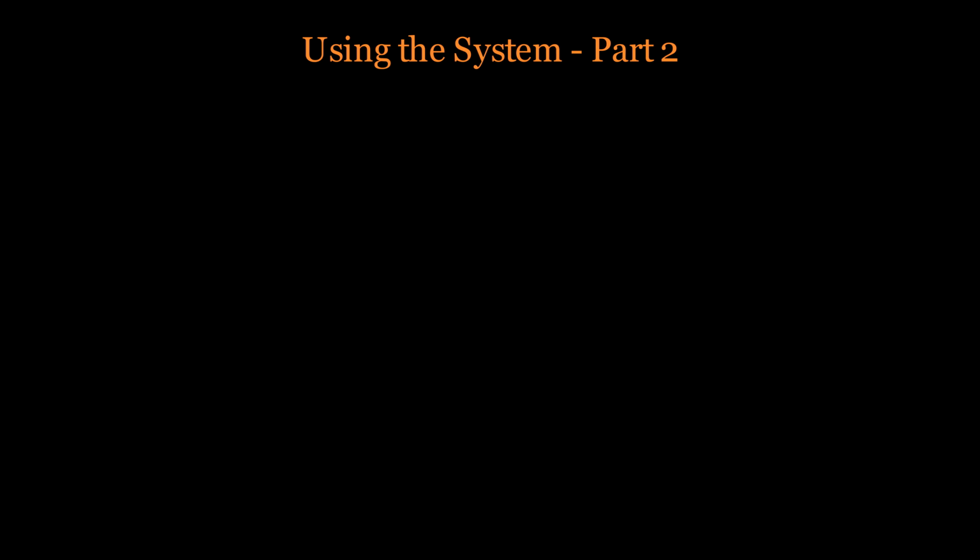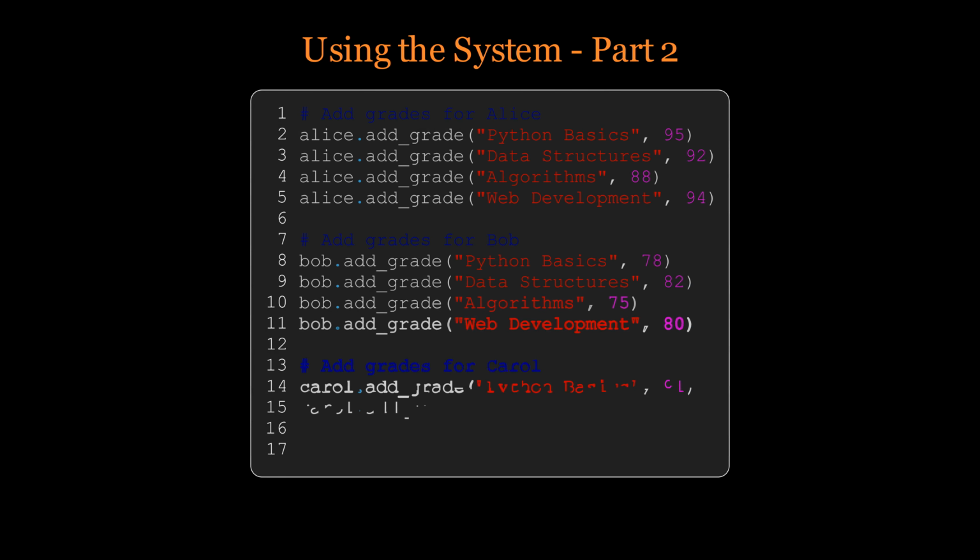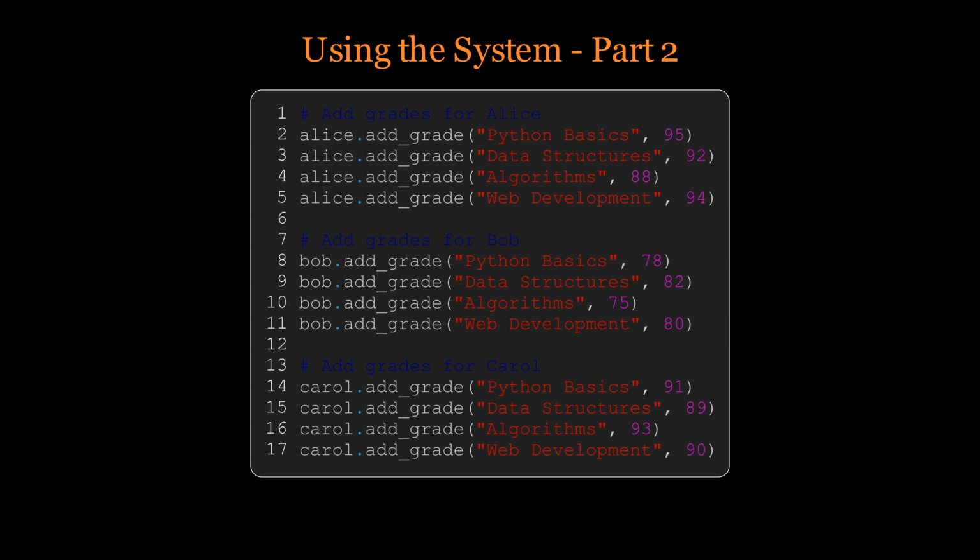Now let's add grades for different subjects to each student. This populates our system with real data that we can analyze and report on. We add grades for 4 subjects to each student using the add grade method. Alice gets high scores, 95, 92, 88, and 94.